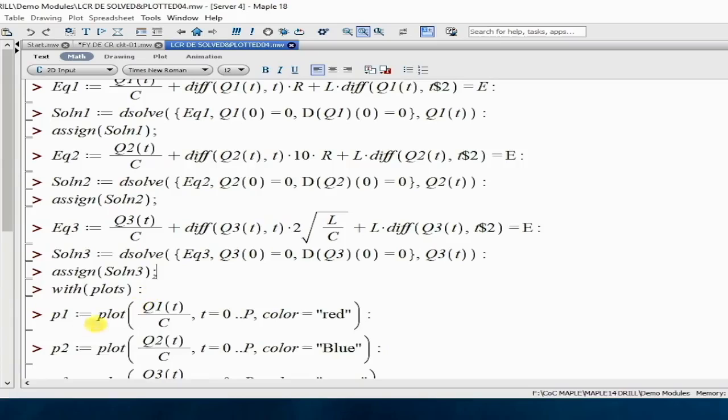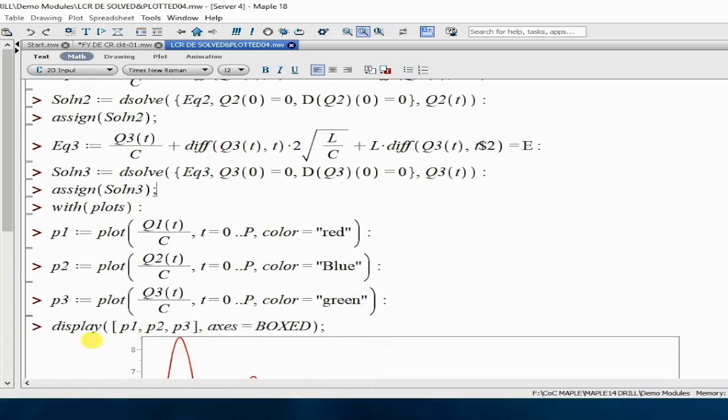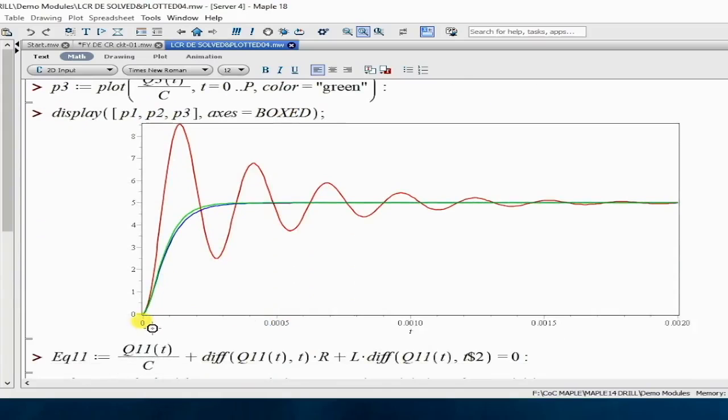I am using the plots package. P1 is the plot for Q1, color is set to red. P2 is the plot for the second differential equation, color set to blue, and P3 is the plot for Q3, a function of time, which is set in green color. Now these are the three different cases occurring in that second order differential equation for the LCR circuit, and these three we can display through P1, P2, P3, and the axis type box we have selected. So these are the three different cases. This is the third condition, in which the fluctuation of charge takes place because of the capacitor charging.